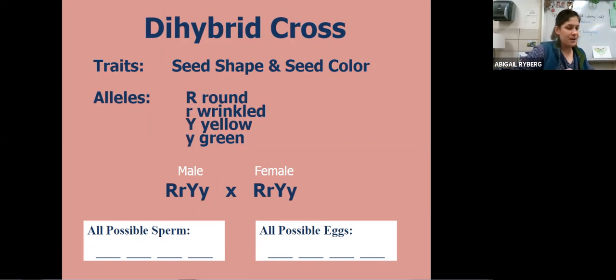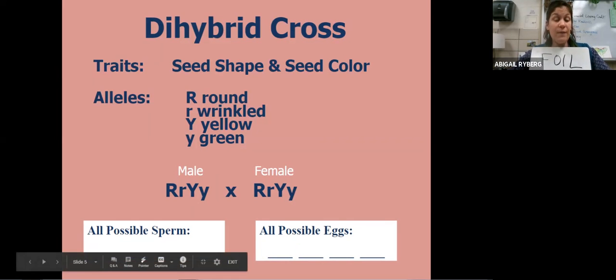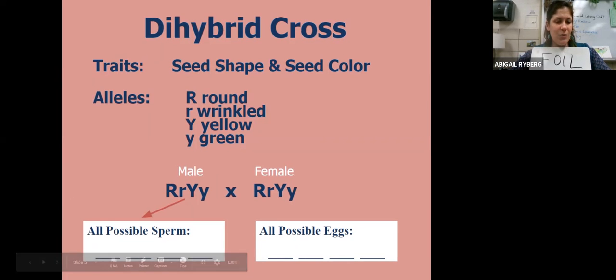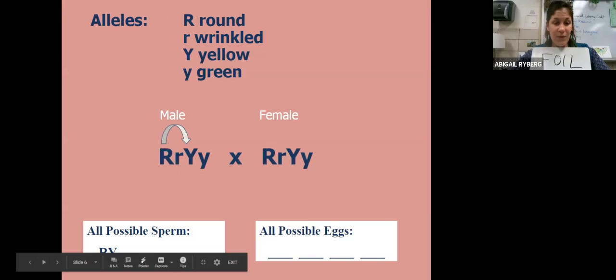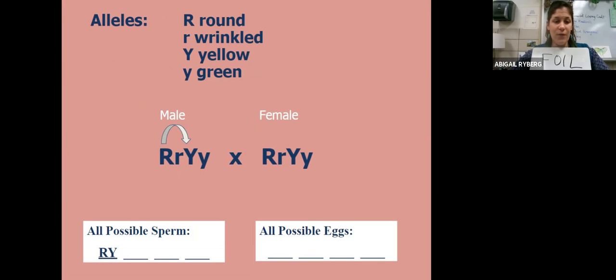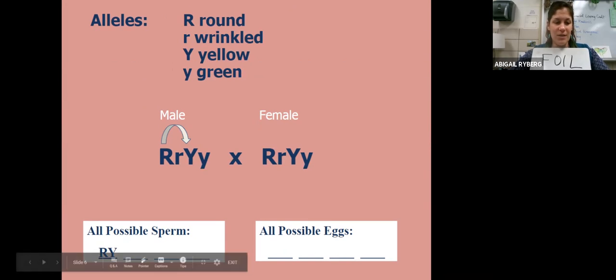I think you guys have seen this in algebra. Sometimes we'll use FOIL. FOIL means first, outer, inner, last. So we're going to do the first of every letter. If you look at the male genotype, the first R and the first Y are going to go first. So big R, big Y goes here.